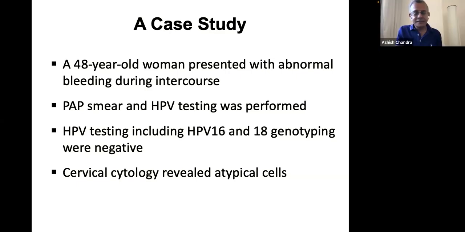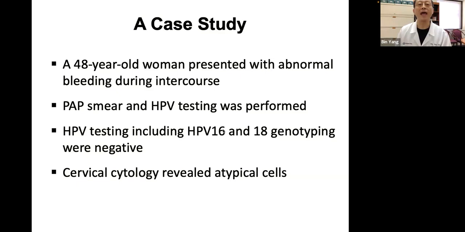Marvelous. And there are a couple of comments about places where people have basically stopped doing cytology completely and switched to primary HPV testing. They're asking for your comments on switching to primary HPV and stopping cytology altogether.